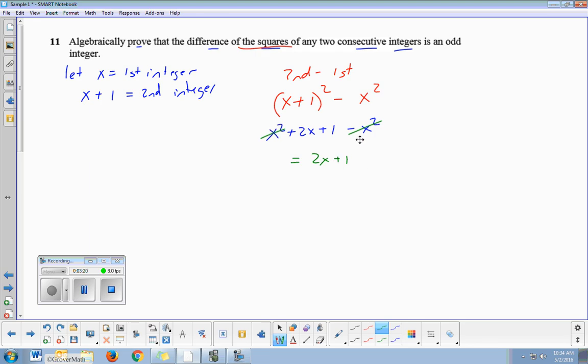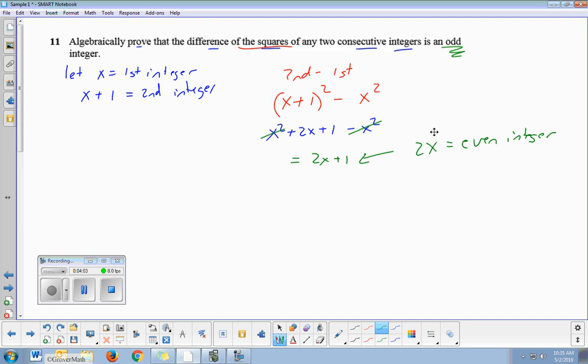So are we done? Well, we just proved that the difference of the squares of two consecutive integers is 2x plus 1. Does that prove that this is odd? Is this always odd? Well, if x equals really any integer, I shouldn't say if, this proves odd because 2x is going to equal an even integer. Because regardless of what x is, if x is even or odd, if you multiply it by 2, it becomes even. Think about it. 2 times an even integer, like 4, 6, or 8, gives you another even. 2 times 4 is 8. 2 times 6 is 12, another even integer.